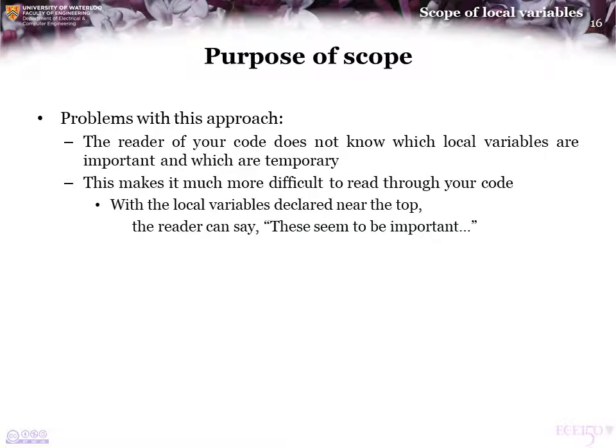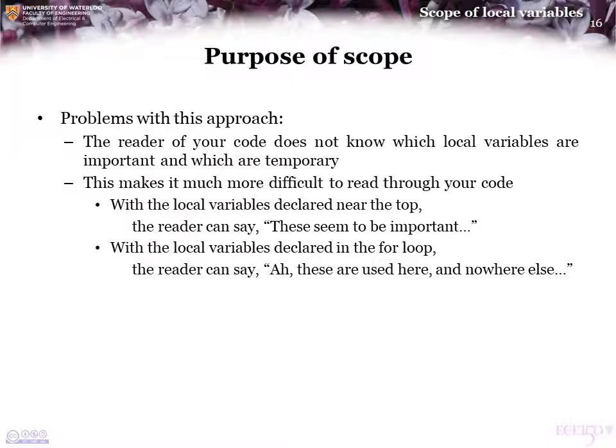With local variables declared near the top, the reader is going to say, these seem to be important. With a local variable that's declared only in a for loop, the reader can say, these are used here and nowhere else. So once the for loop is done, the reader can ignore the values stored in those local variables.